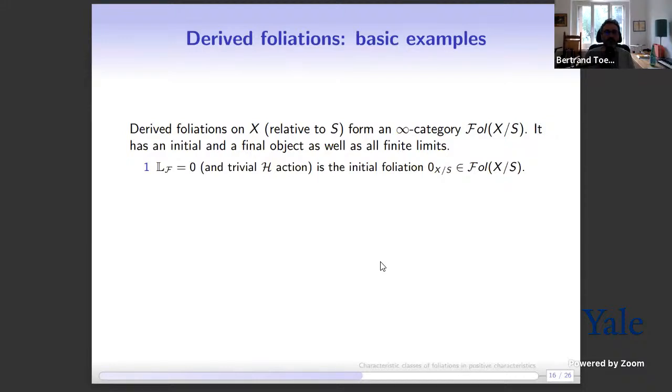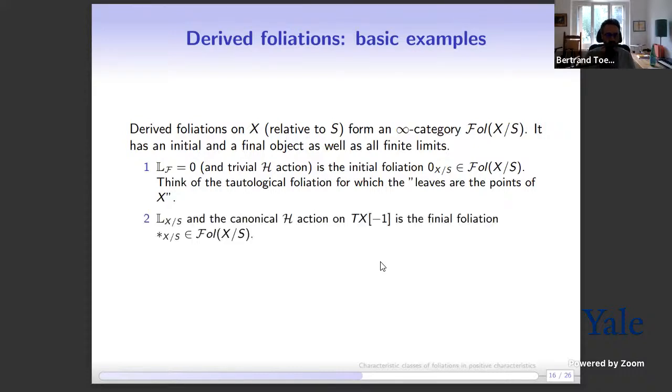So the initial object is the zero foliation, when the cotangent complex is zero. This is where the leaves are just the points, just the stupid foliation. And there is another stupid foliation where there is only one leaf, which is where LF is the whole cotangent complex. So F is already the graded loop space of X. These are denoted by 0 and star. That's the initial and final object. And in the second case, the leaves are just the fibers of X over S.